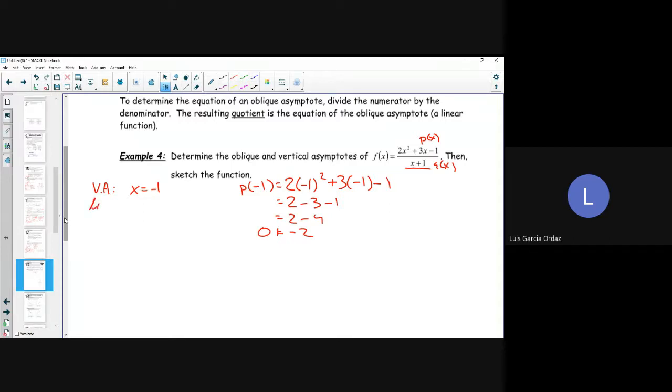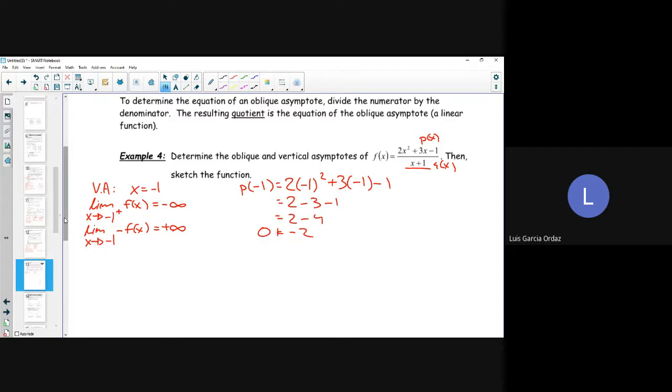So let's check out if my limit as x approaches negative 1 from the right of f of x, we get it approaches negative infinity. And the limit of x approaching negative 1 from the left of f of x, it gives me positive infinity.